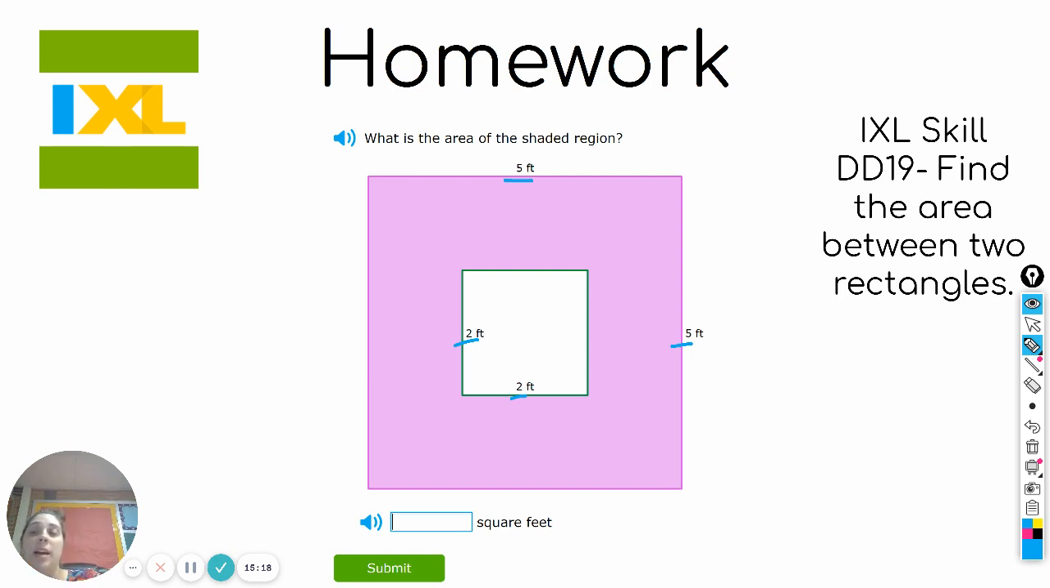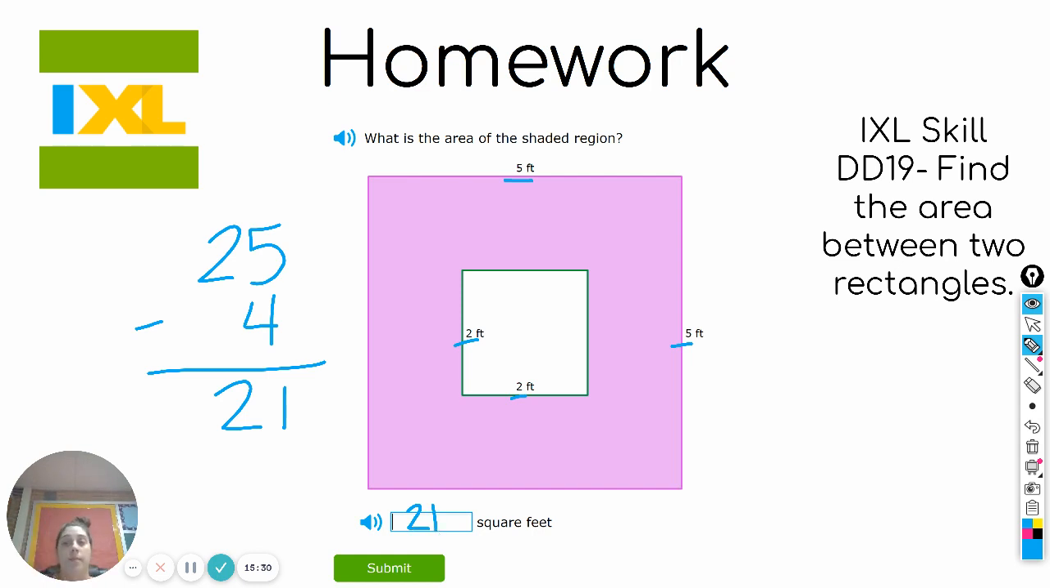So 5 times 5 is 25. 2 times 2 is 4. So you have to subtract the 2 to find the area of the purple, which would be 21. Go ahead and get started.